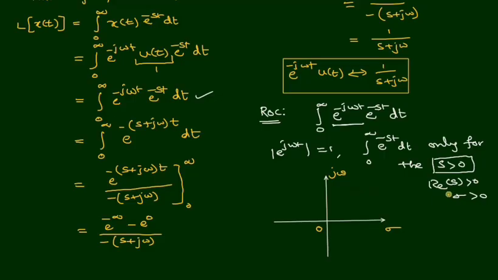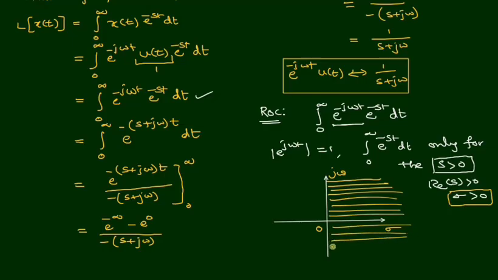Now the ROC exists for sigma greater than 0. So this is sigma. For sigma greater than 0, the ROC exists. So we indicate the region of convergence as shown in the figure. This gives the region of convergence for the complex exponential signal e power minus j omega t into u of t.